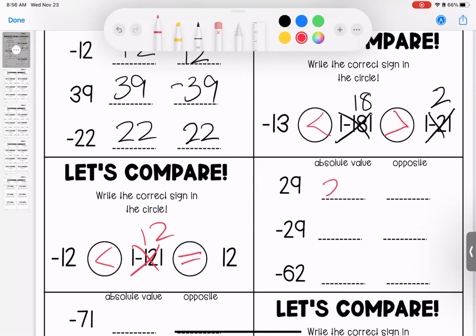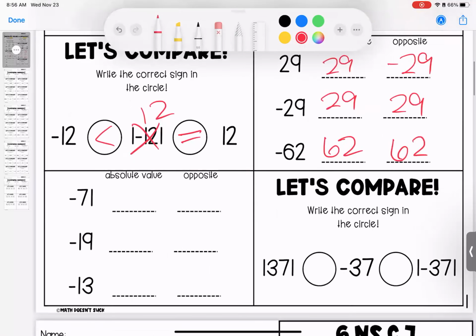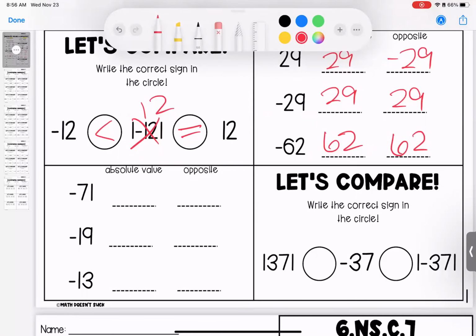Absolute value, 29, 29, 62. Just talking about its distance from 0. Opposite, -29. Opposite, +29. Opposite, +62. Absolute value, its distance from 0, 71, 19, 13. Opposites for this time match. Opposite of -71 is positive. Opposite of -19 is positive. Opposite of -13 is positive.